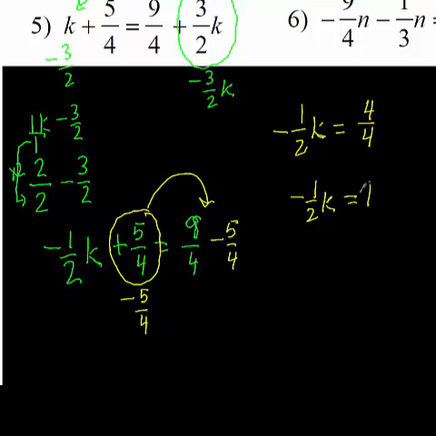In order to get rid of that negative 1/2, I've got to multiply by negative 2/1, or just multiply by negative 2, because that 2 cancels that 2, that 1 cancels that 1, and I'm just left with k equals negative 2.